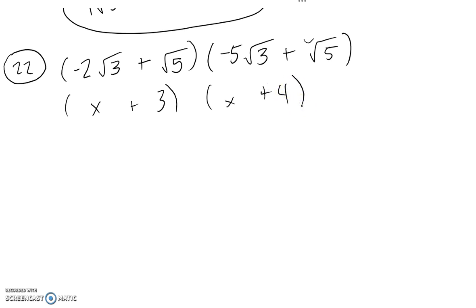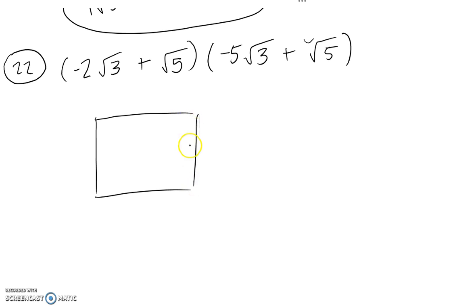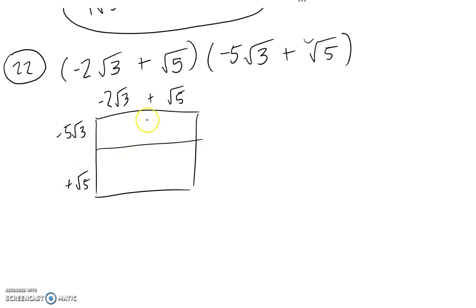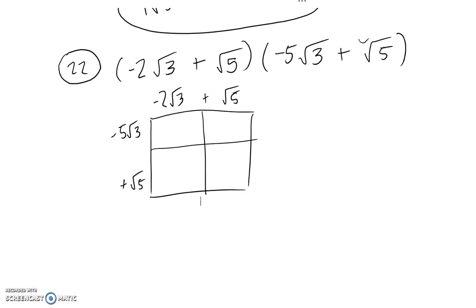And right about now you should be thinking, oh, we have to multiply this using the area model. We should draw one of those boxes so we can properly multiply these. So I'm going to go ahead and multiply this using the area model. -2 square root of 3 plus the square root of 5 times -5 square root of 3 plus the square root of 5. And now we get back to this very familiar operation. I'm going to multiply these two in the upper left corner. -5 times -2 is positive 10, square root of 9.